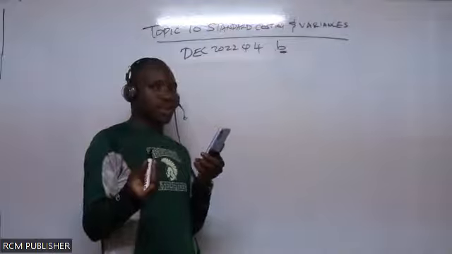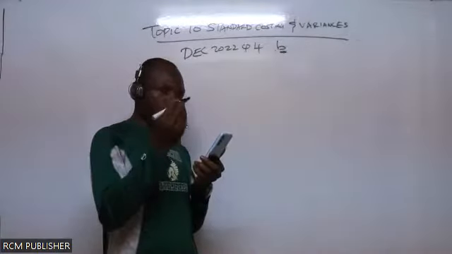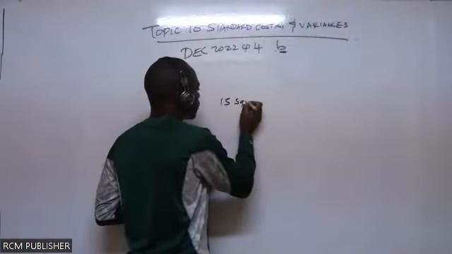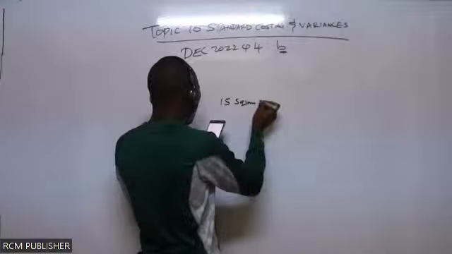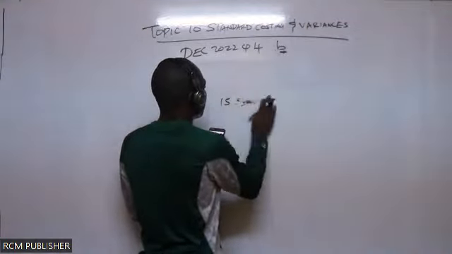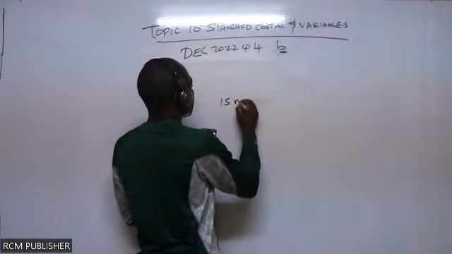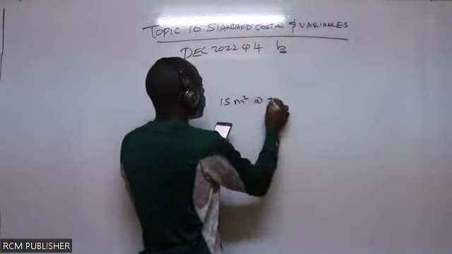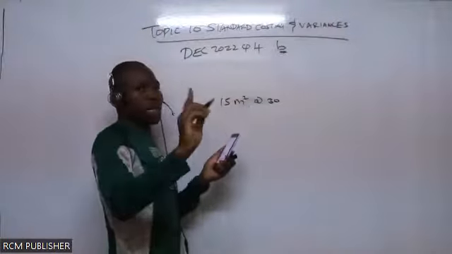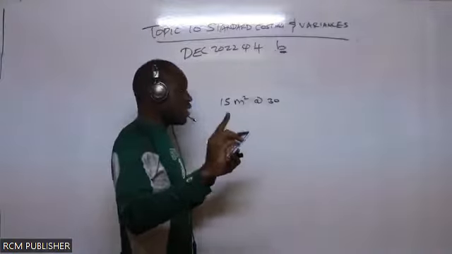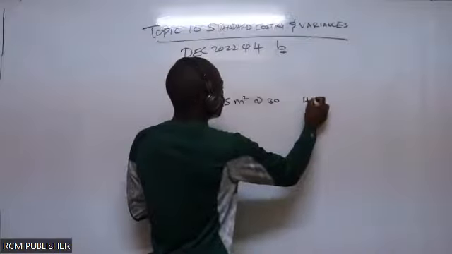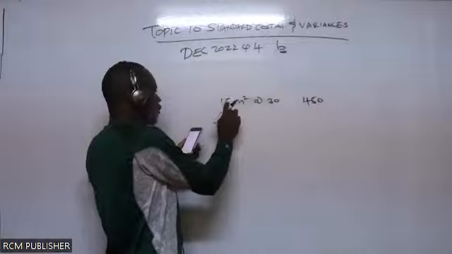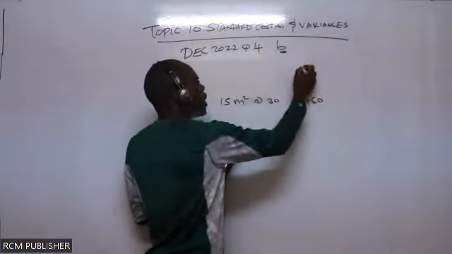And I want you to be very keen. Direct material, we are given 15 square meters at shillings 30. But for you to produce a complete product, TT, you are required to spend shillings 450. So it means how many units of this raw material do we need to produce the finished product of TT?